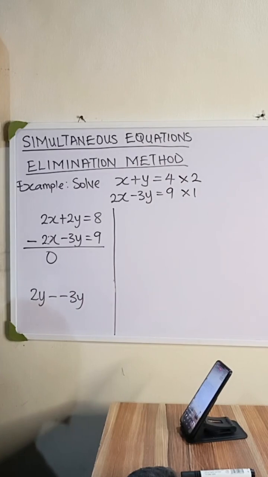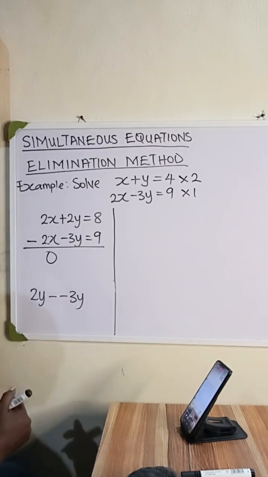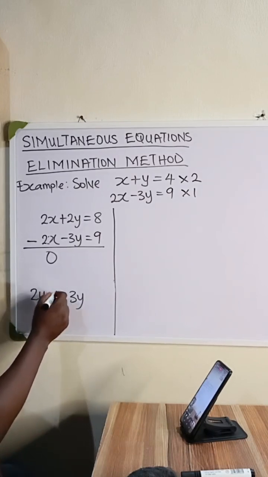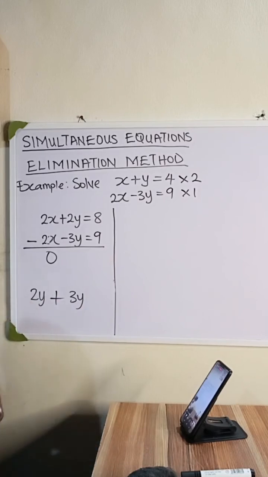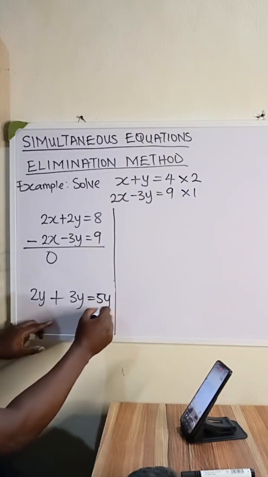2y minus 3y. Who knows the answer? 5y. The reason it's 5y is that when two signs are side by side, you need to multiply them. So minus times minus will become a plus. When the two signs are the same, they will become a plus. When the two signs are different, they will become a minus. So this will give us 2y plus 3y, which will give us 5y.